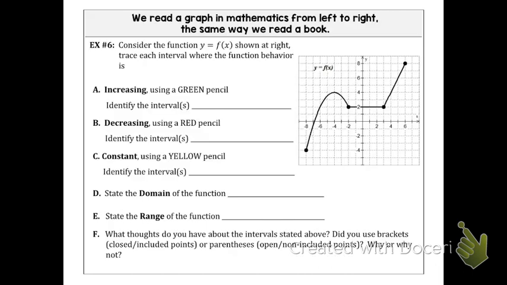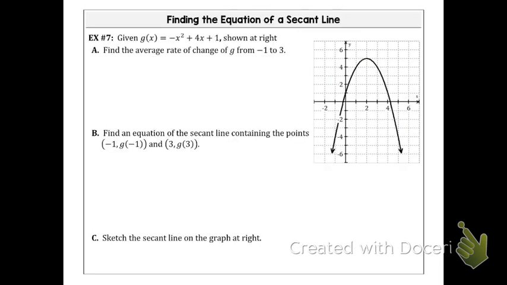All right, and we did the same exact example in one of the previous ones, so I'm going to skip over it. Let's go on to example 7 here. It says, given g of x equals negative x squared plus 4x plus 1 shown at the right, find the average rate of change of g from negative 1 to 3.